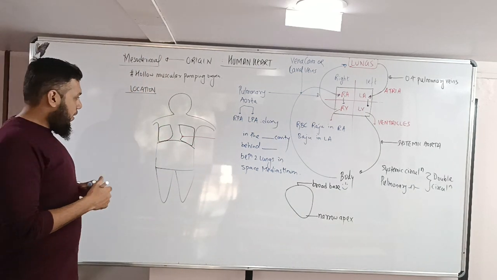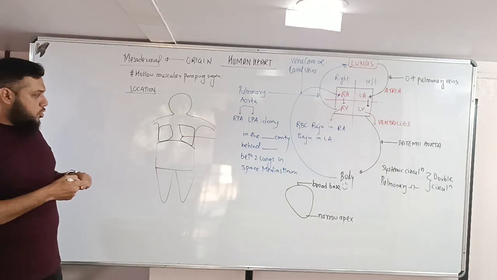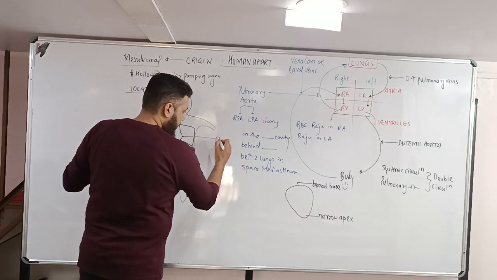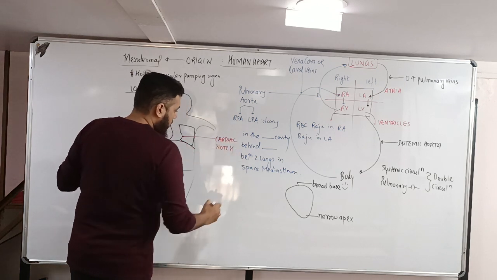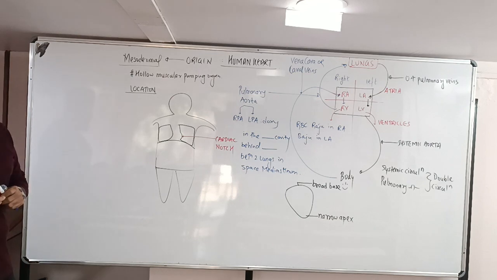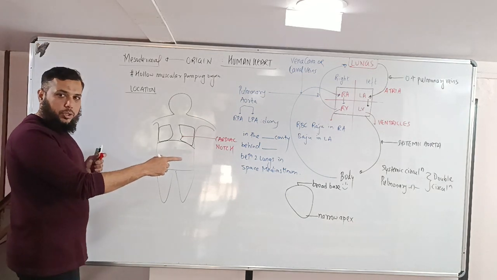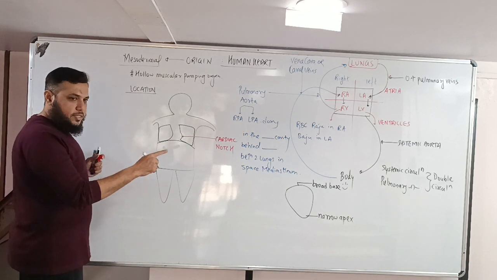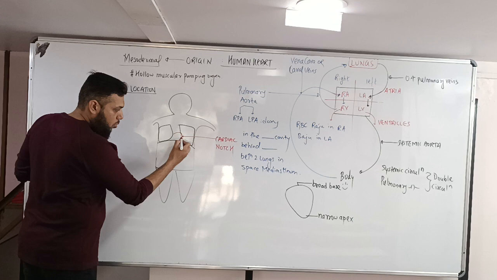Whatever. So the left lung shows the presence of a notch. What's the name of the notch? Cardiac notch. Okay. So the human heart is roughly conical in shape, with a broad base and a narrow apex.